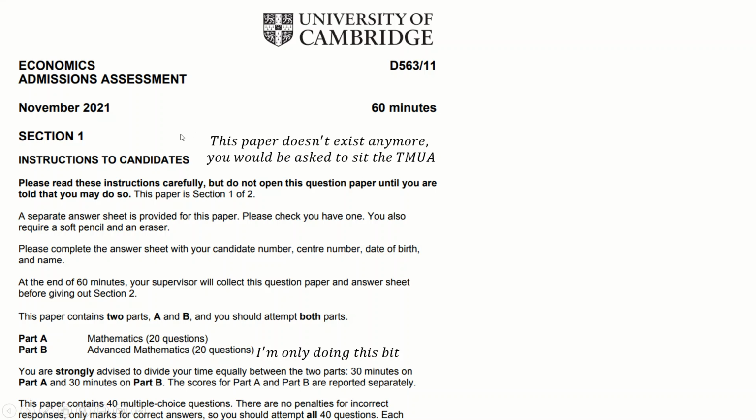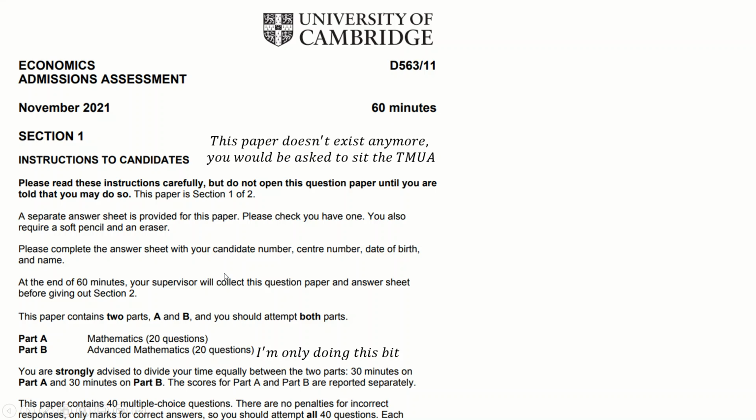But this paper is quite nice because it's quite similar. It comes in two parts. Section 1 is what I'll be doing. Part A is normal maths questions, 20 of them. Part B is advanced maths. This is the only bit that I'll be doing just because this is a bit boring. Section 2 was an economics essay question, so I'm obviously not doing that.